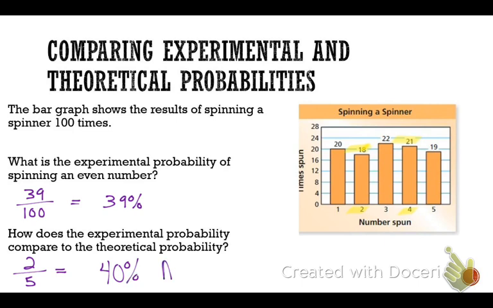How did I get 39%? Because I added the number of outcomes for 2 and 4. Okay, so again, I should have written probability that it's even is 40%. So how would you compare the two? How would you compare them, guys?